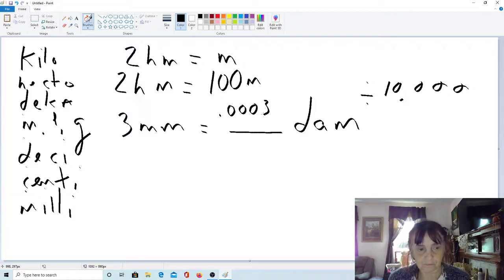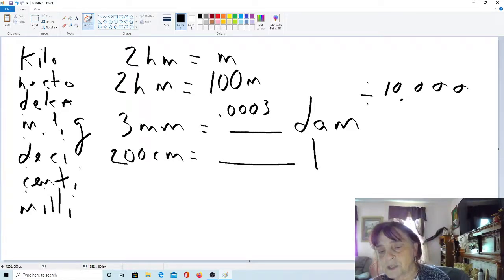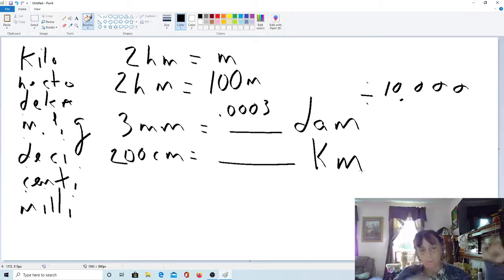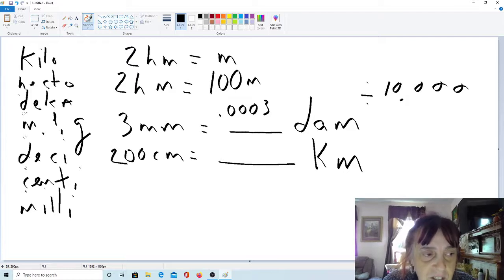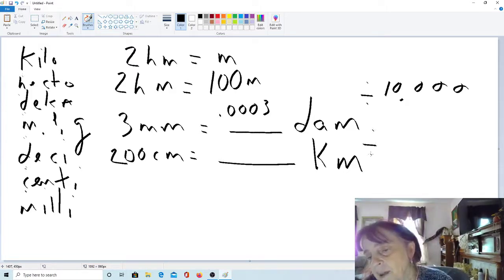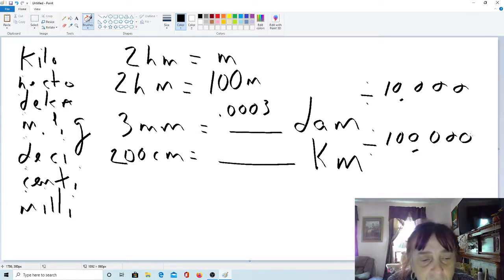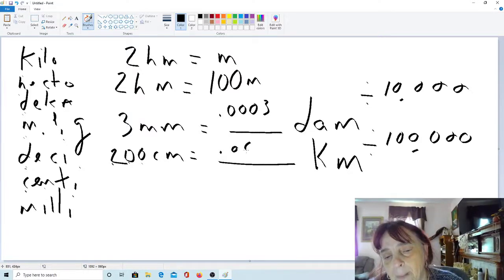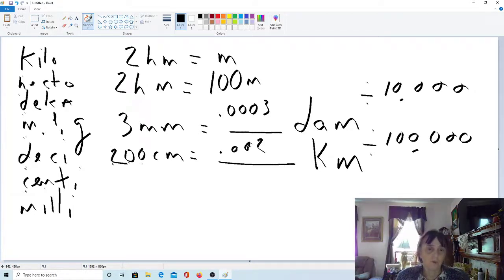And let's say we have 200 centimeters. How many kilometers is that? Okay, we go up the ladder. Centimeters to kilometers: divide by 10, 100, 1,000, 10,000, 100,000. Divide by 100,000, which has 5 zeros. Here's 3: 1, 2, 3. You add 2 more zeros in front of the 2, and you can drop the zeros on the end. 0.002.